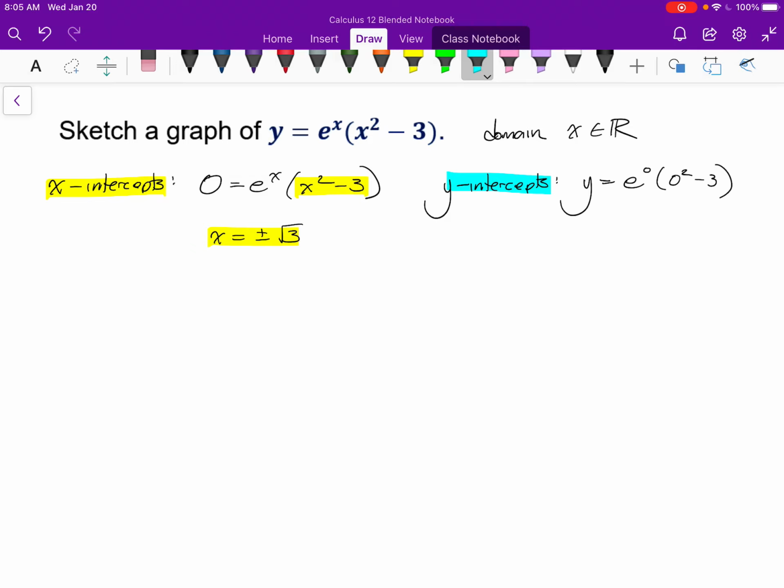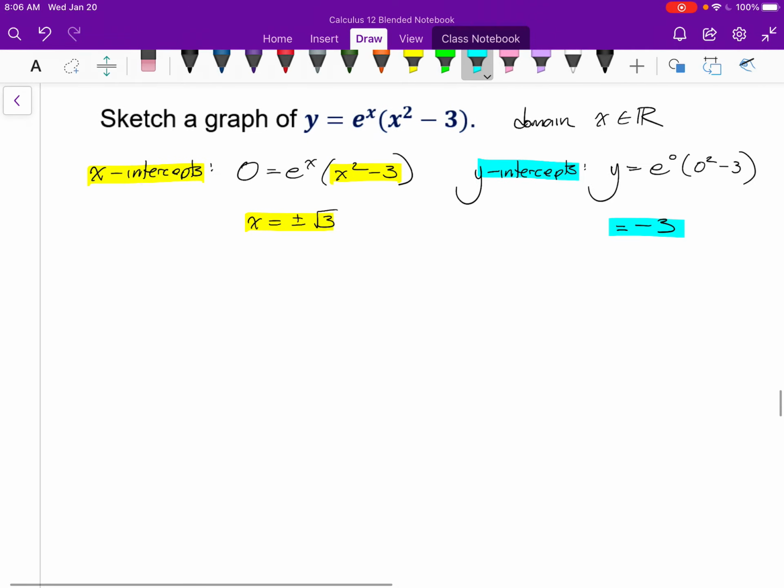In this case, just substitute x with 0, and I can see this is all going to equal -3. Remember, e to the power of 0 is 1, not 0. So there are 2 x-intercepts and 1 y-intercept. All right, let's find my limits as x approaches plus or minus infinity.